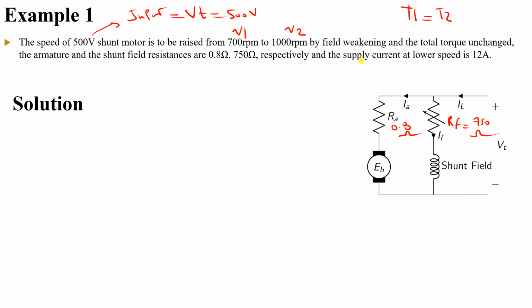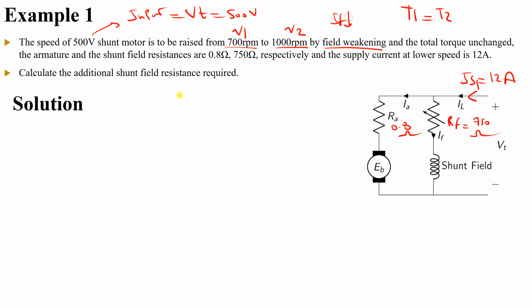Okay, the supply current at lower speed is 12 ampere. At the lower speed, supply current I supply equals 12 ampere. Remember, this is I supply 1 in the first case. What do you need? Well, I would like to know the additional shunt field resistance required. Remember that we use field weakening to increase its speed from 700 to 1000. So field weakening means we increase our resistance to take I field down. So what additional resistance do we have?